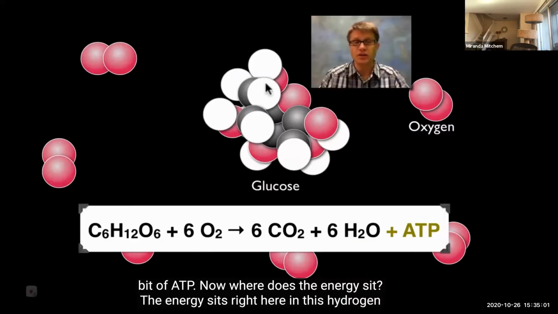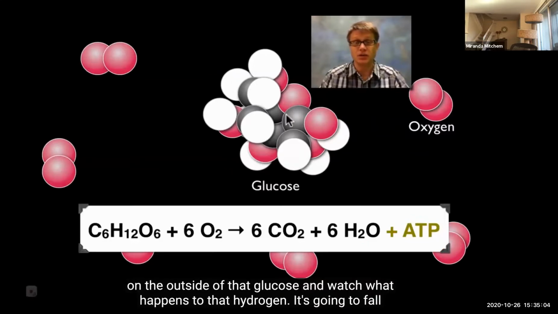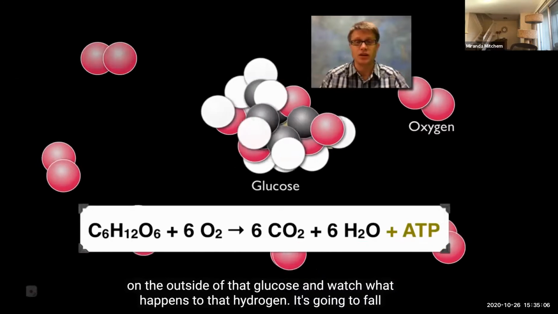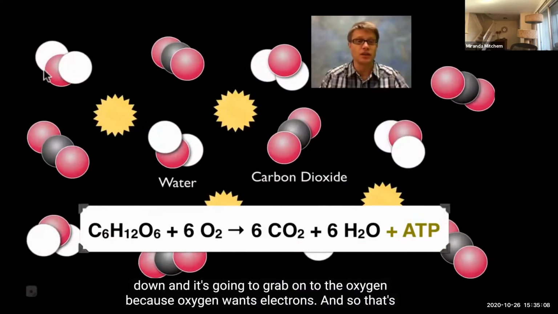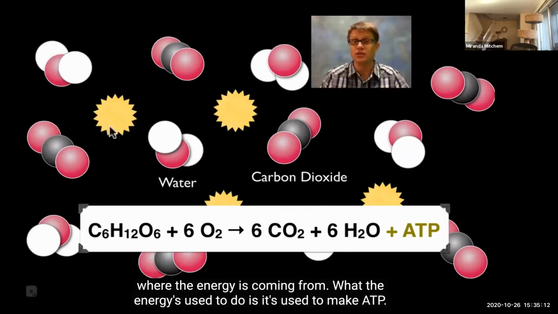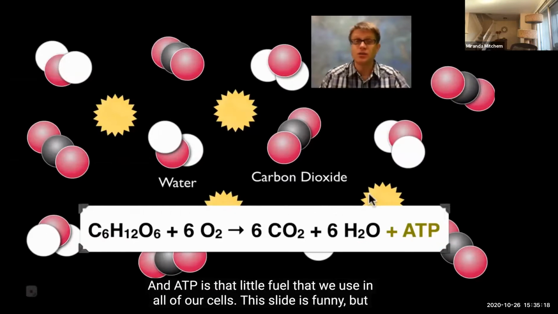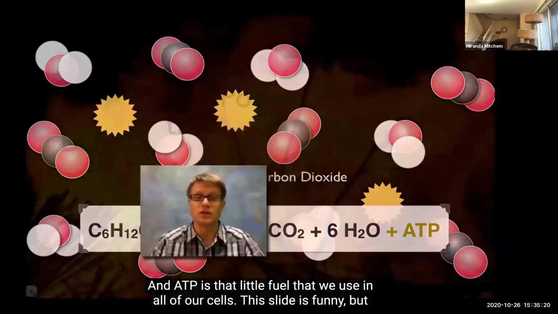The energy sits right here in this hydrogen on the outside of that glucose. And watch what happens to that hydrogen. It's going to fall down and it's going to grab onto the oxygen, because oxygen wants electrons. And so that's where the energy is coming from. And what the energy is used to do is it's used to make ATP. And ATP is that little fuel that we use in all of our cells.